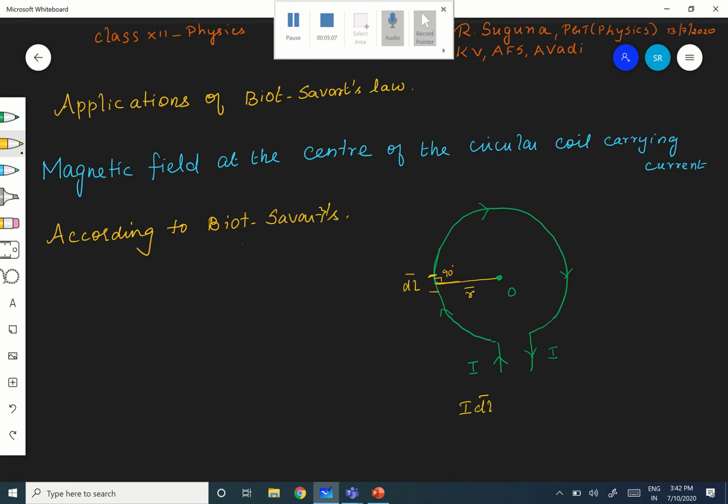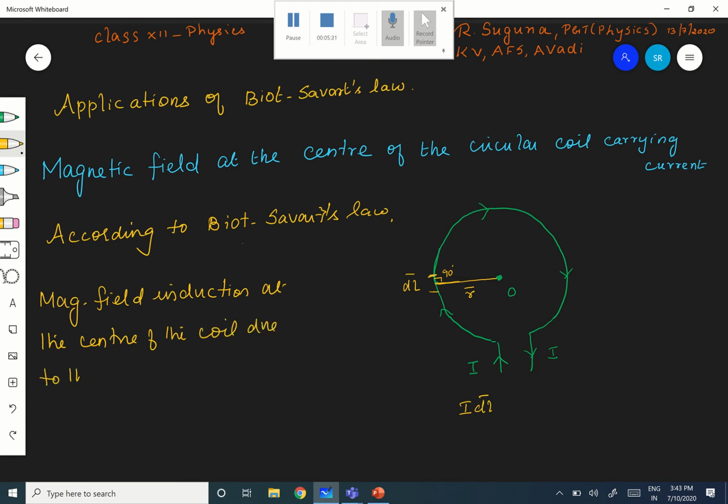what do we want now? The magnetic field induction at the center of the coil due to the current element. What is the current element? I dL. The field due to the current element I dL is given by dB.